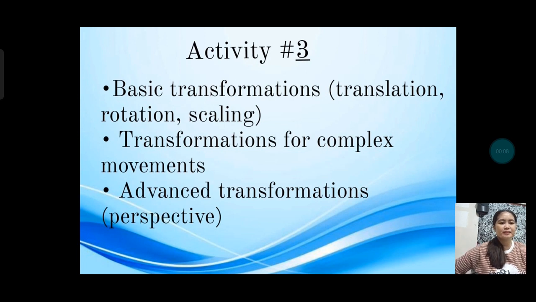The basic transformation, the translation, rotation, scaling, and transformation for complex movements. Then advanced transformation, perspective. So first is the basic transformation.